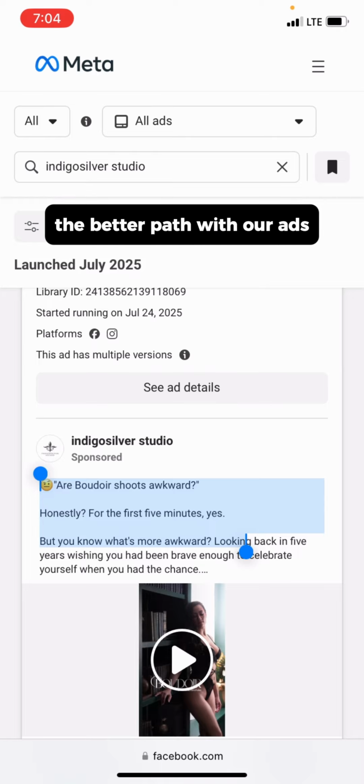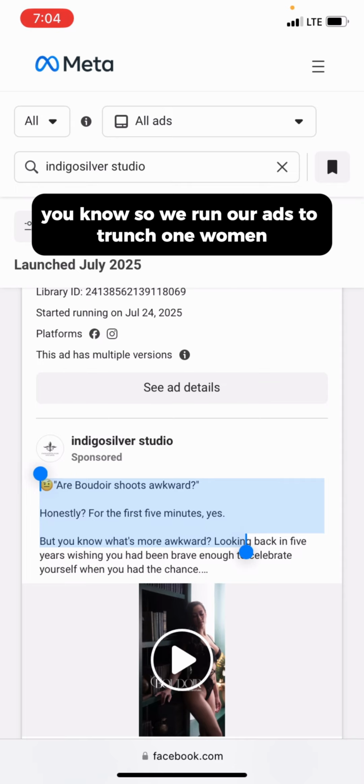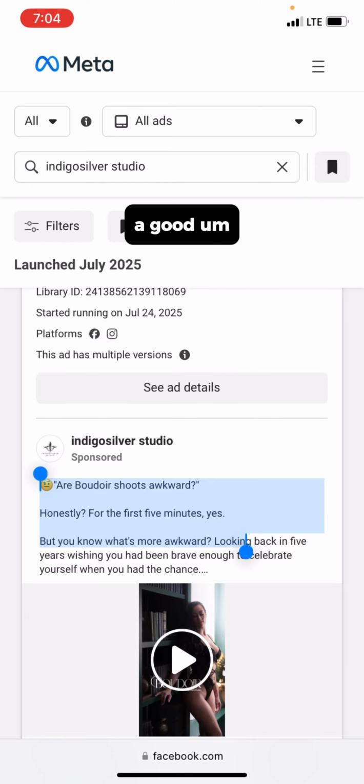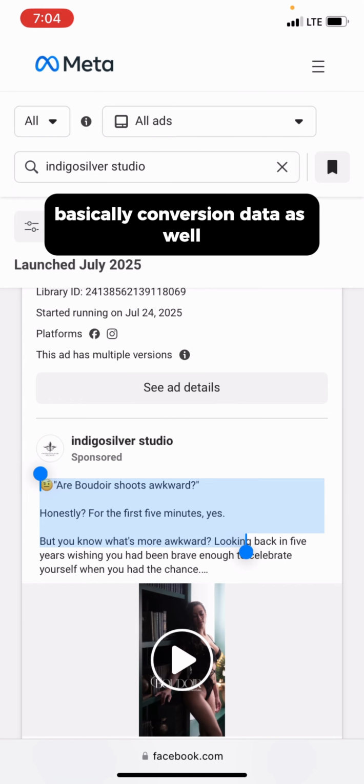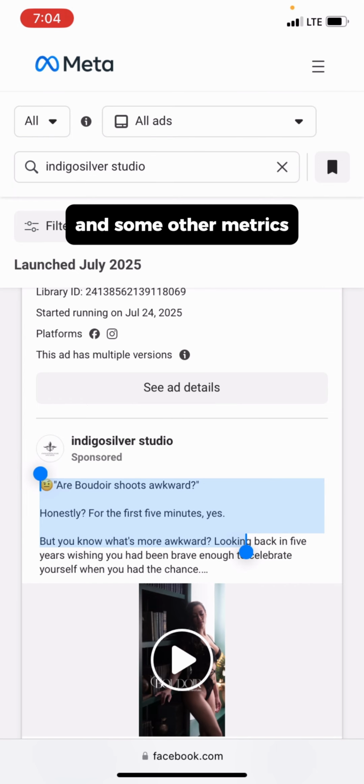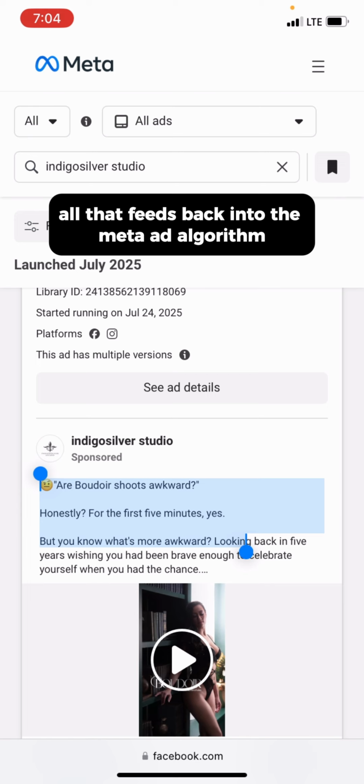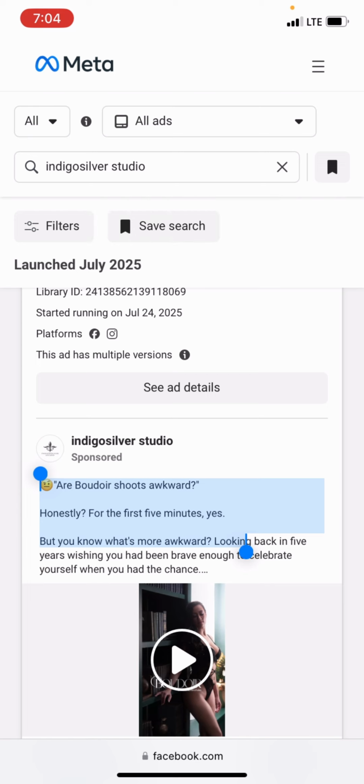Now, if we fix these 10 mistakes and we don't make them, we have a much better chance to take the second path, the better path with our ads. So we run our ads to tranche 1 women. We get good initial ad metrics, good basically conversion data as well, and some other metrics.